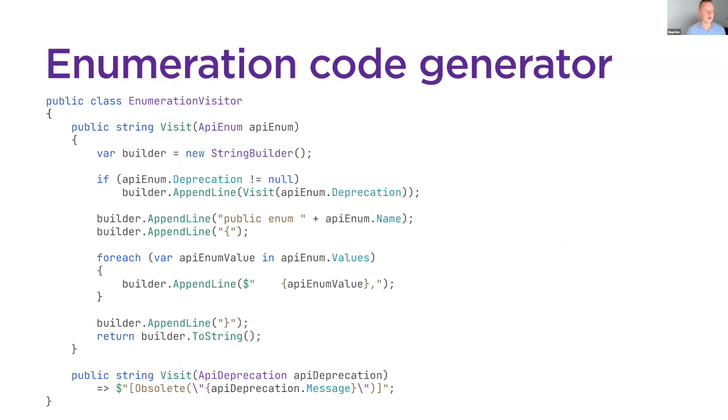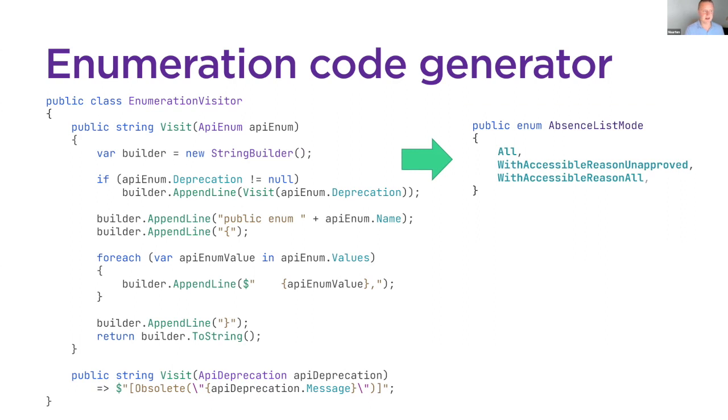This is a very, very simple, naive implementation of something that would use that enum model, and based on that, start building an actual enum, writing it to a string builder. What you will see is that we use that API enum, create a string builder, and check if there's a deprecation. If that's the case, write that one out. Then write a public enum followed by the name of that enum, then an append line with the braces to start the actual values of the enum, and so on. Essentially we build a string of C# code that we can write to disk and then ship in the SDK. And what comes out on the other end is something like this, where you get that data from the model, run it through the code gen, and then get some C# code.